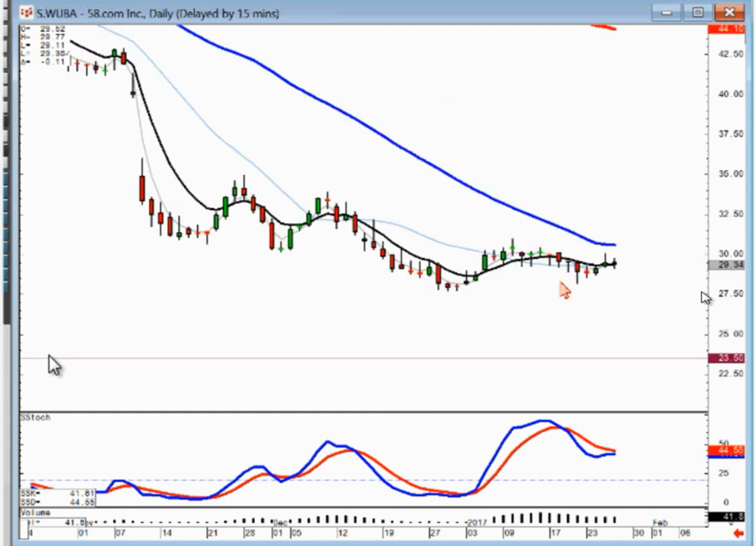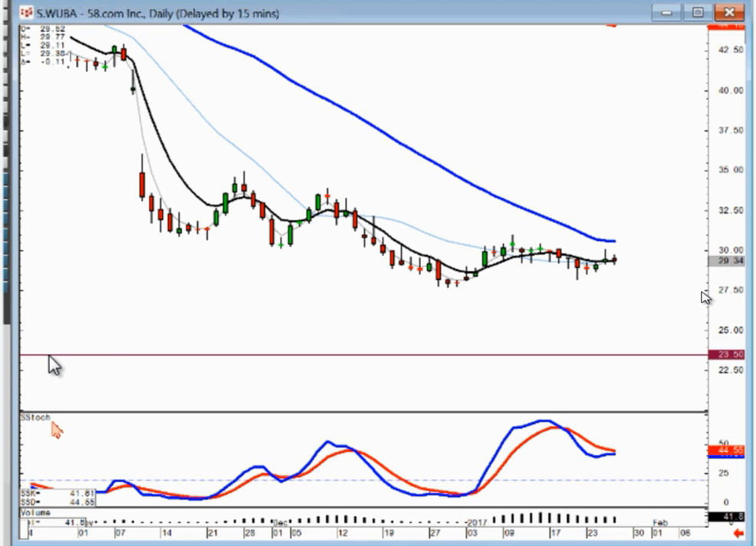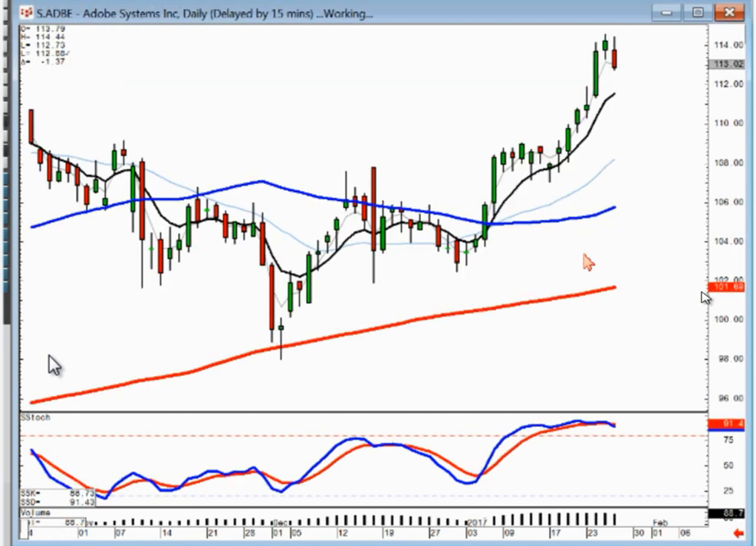WABA, nothing. No direction. Whoops, I didn't scroll past. Adobe. This one has to open positive and trade positive. If it opens lower, it's coming back down to the T line.